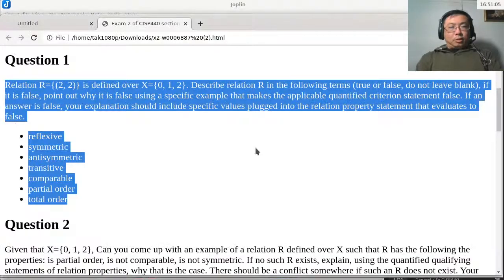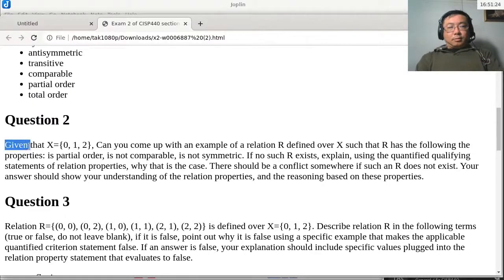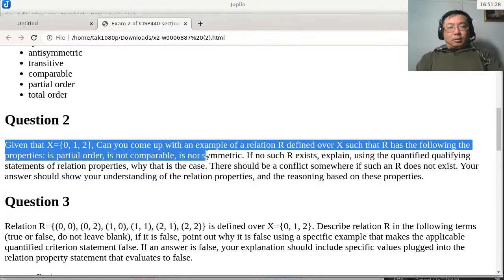All right, so question number 2 has a slightly different format. For this one, I give you X, and I want you to give me the relation defined over X such that R has the following property. It is partially ordered, it is not comparable, and it is not symmetric. All right, so let's go ahead and just copy enough of this question here.